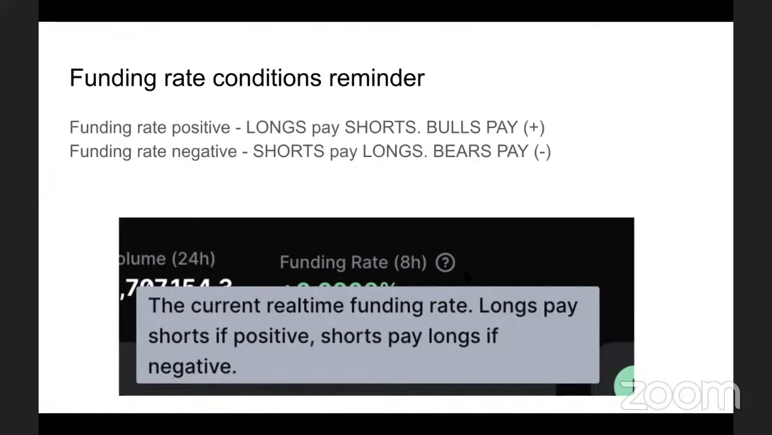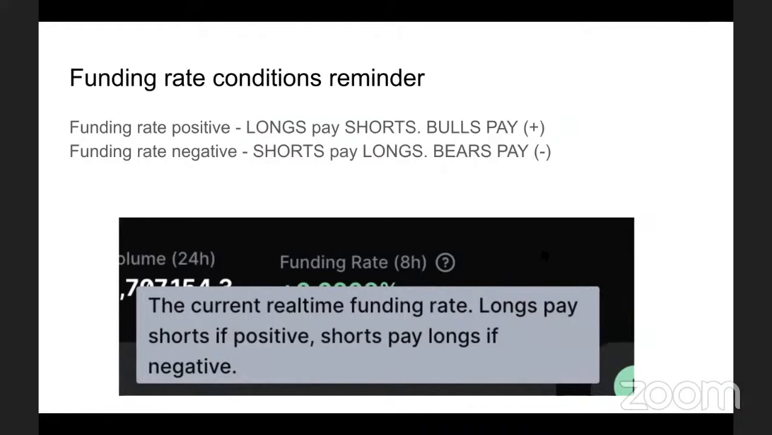It's also always under the question mark here, in Perp and on other exchanges too, which will help you to navigate that, because it took me, I don't know, a month or something to make sure that I remember who pays whom. So here the current real-time funding rate: longs pay shorts if positive, shorts pay longs if negative, just like I said.